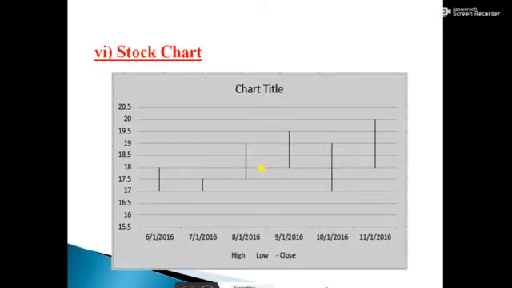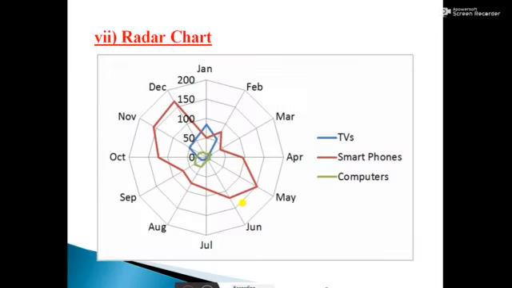The next one is stock chart. Having any idea about stock chart? To represent the changes in price of shares, we can use stock chart. And also if we want to represent market statistics, we can use this stock chart. Is it clear, student? The next one is radar chart.